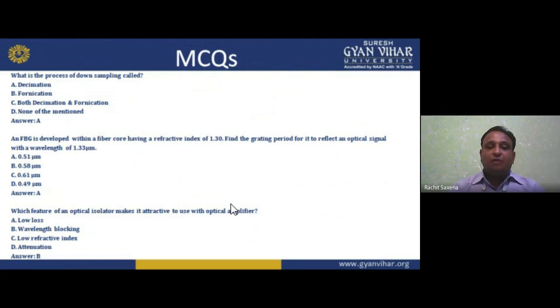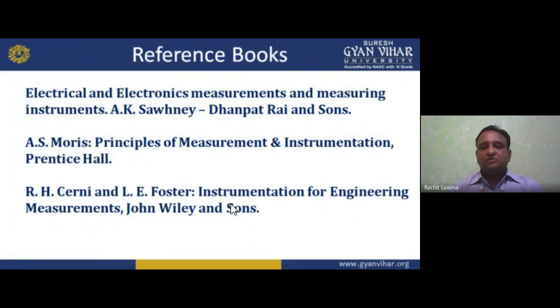Which feature of an optical isolator makes it attractive to use with an optical amplifier? Wavelength blocking. So I hope you understand. Now these are the reference books from which I took some material: A.K. Sawhney, A.S. Morris and R.S. They are available, you can go through them. They are of good quality.